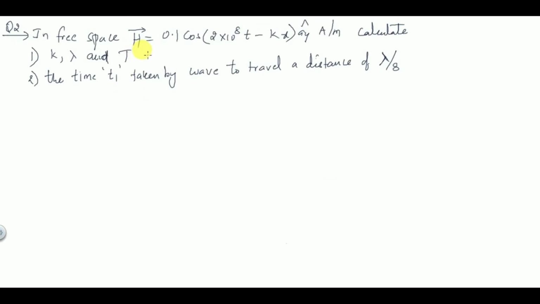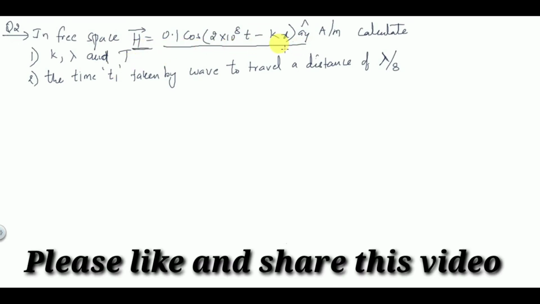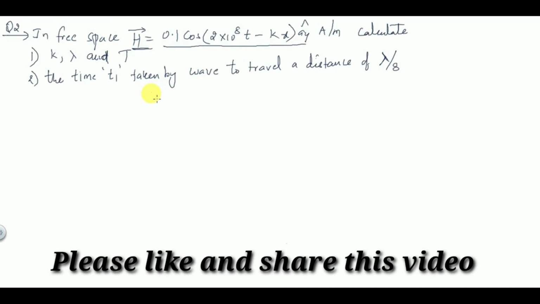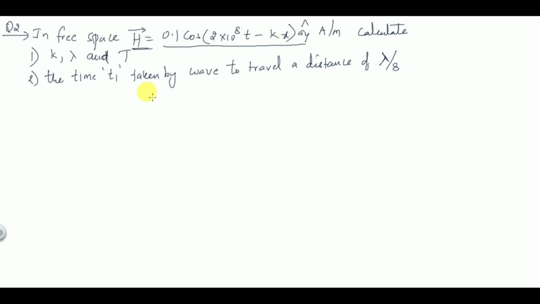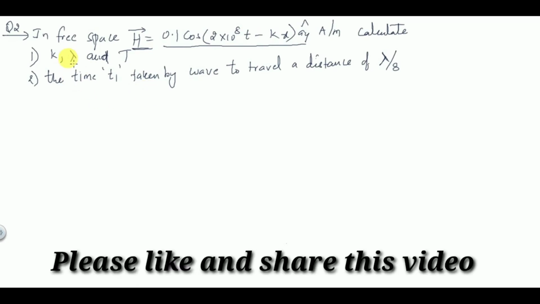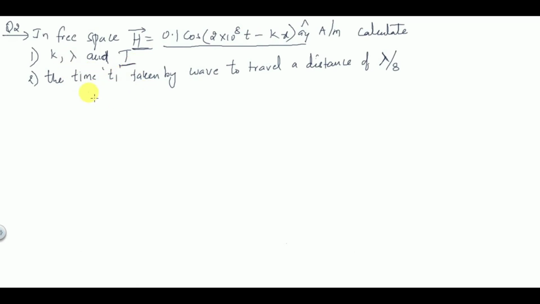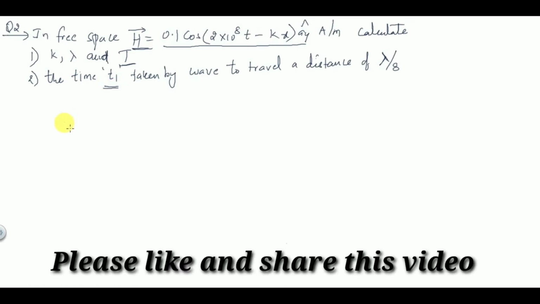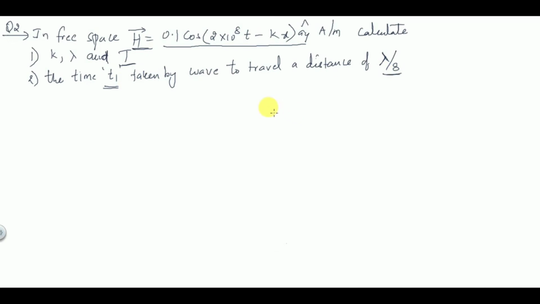Okay, so next we'll see one more problem on this, right? Wave equations. So he has given H bar is equal to 0.1 cos of (2 into 10 to the power of 8 t minus kx) ay cap, right? And asked you to find k, lambda and T. And the second question: he has asked to find the time taken by the wave to travel a distance of lambda by 8. Okay, so same procedure as the previous problem.